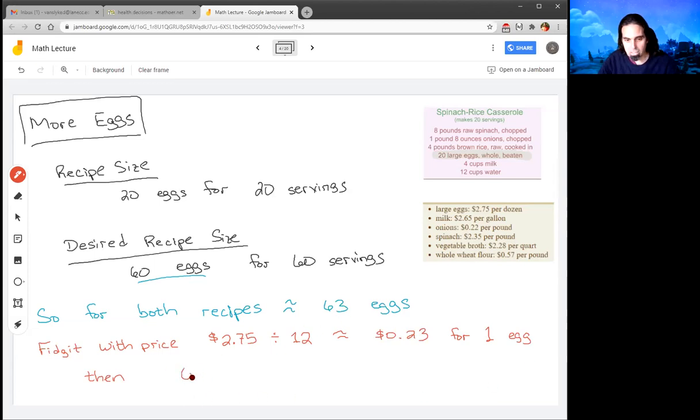So then we'll take the 63 eggs, multiply them by the 275. I'm sorry, not the 275, 23. And we get $14.44. And as someone says in chat, yes, it doesn't matter in this particular case if you multiplied first and then divided by 12, you would get the same thing on your calculator.